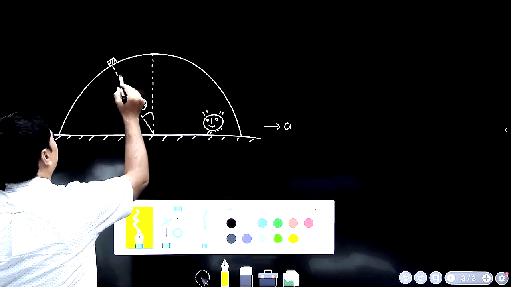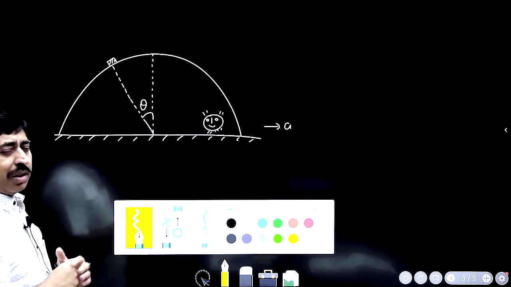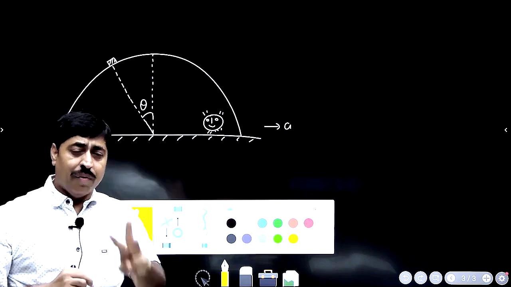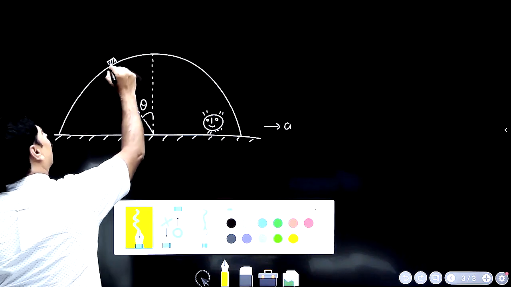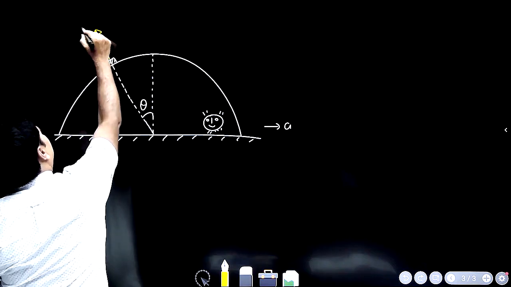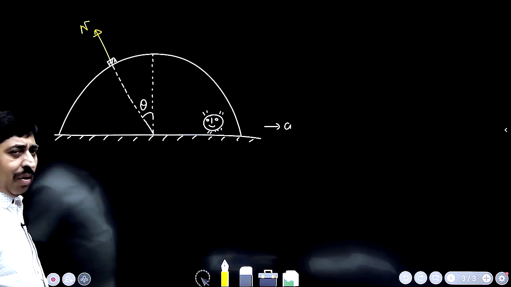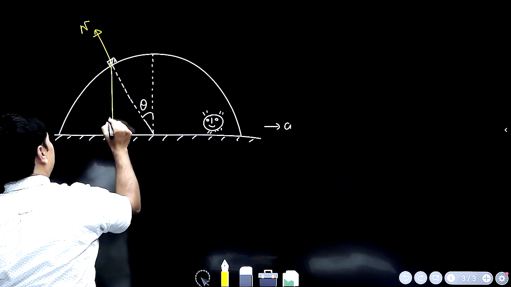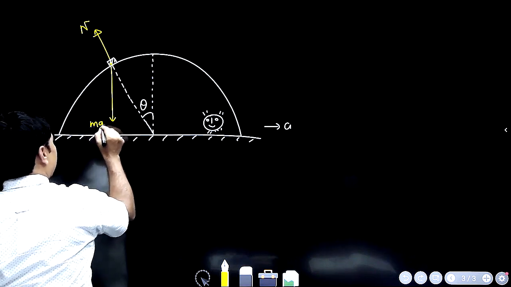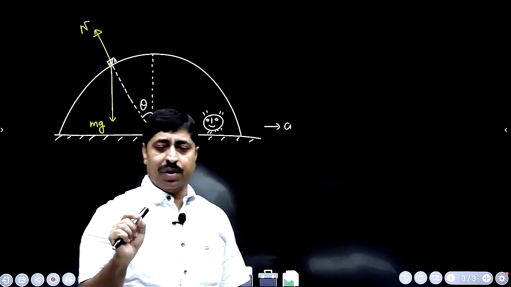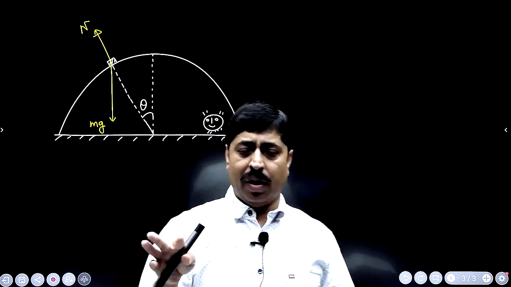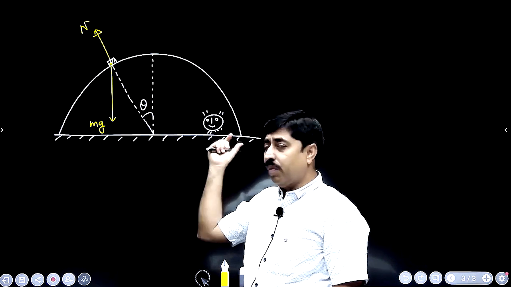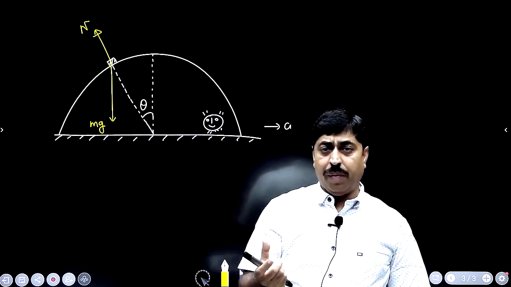Now, what are the forces acting on this block? Precisely, there are 3 forces acting on the block. One, of course, is the normal reaction, which is along the radius. The other one is the weight force, which is vertical, and there is another force, inertial force, pseudo force, what you call it, because our observer is somebody in the accelerated frame.